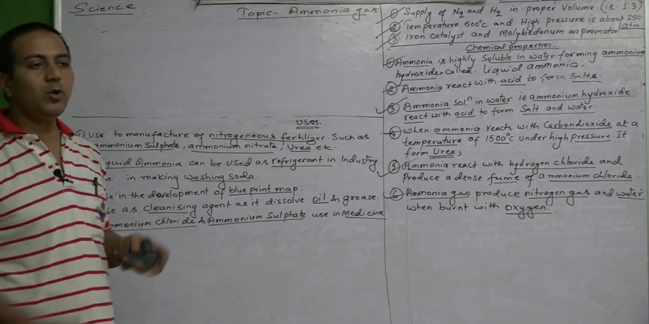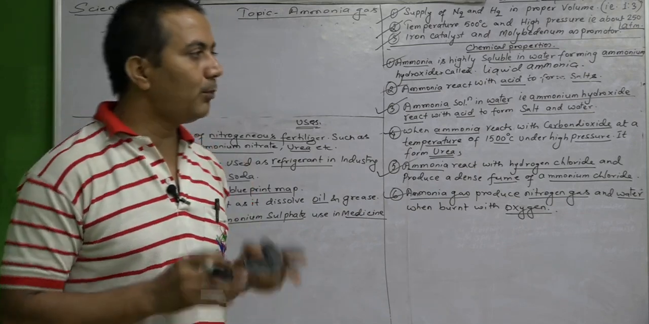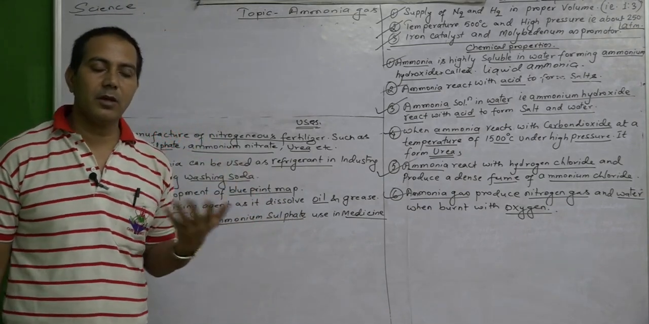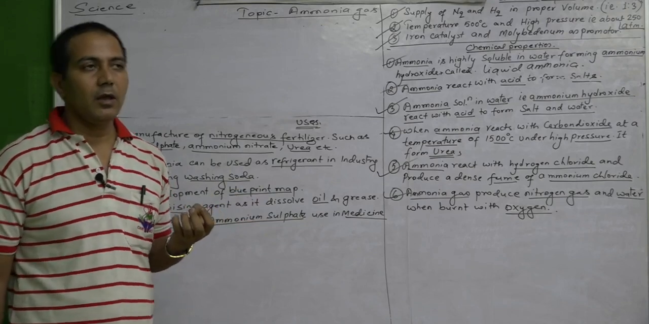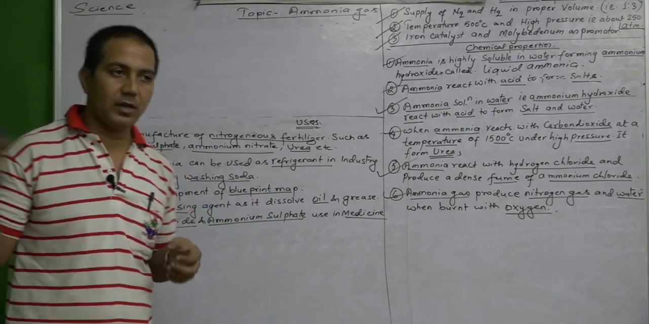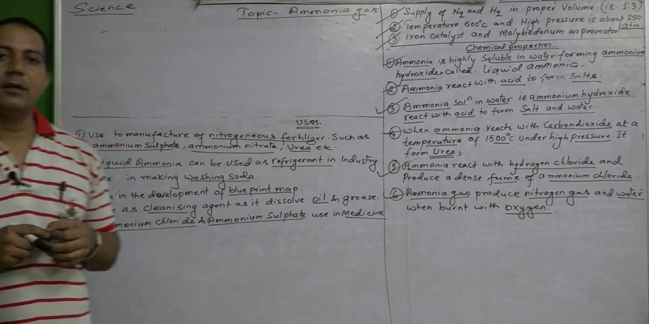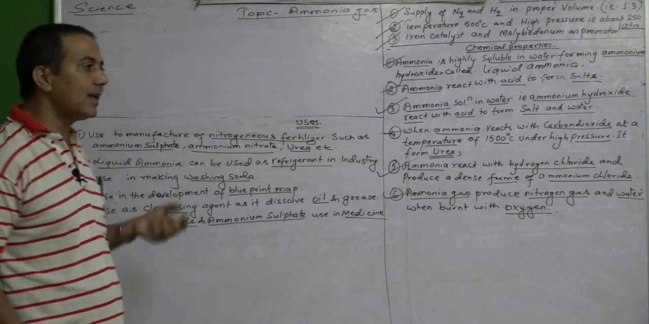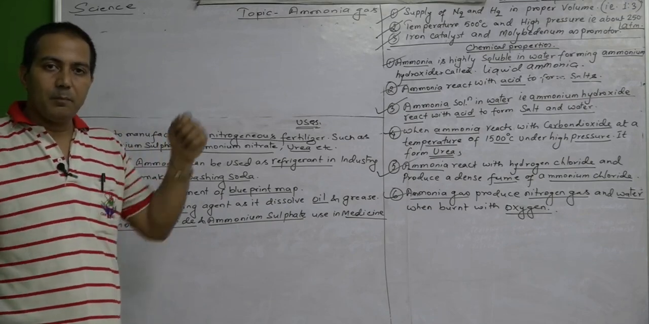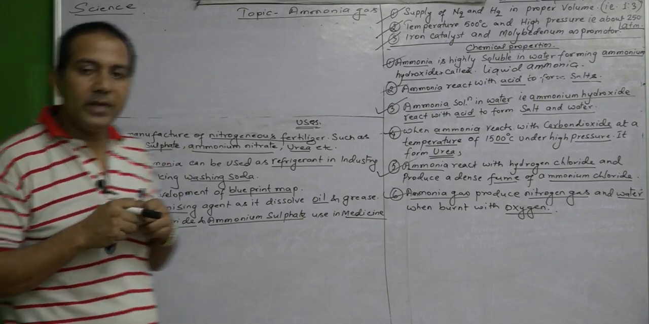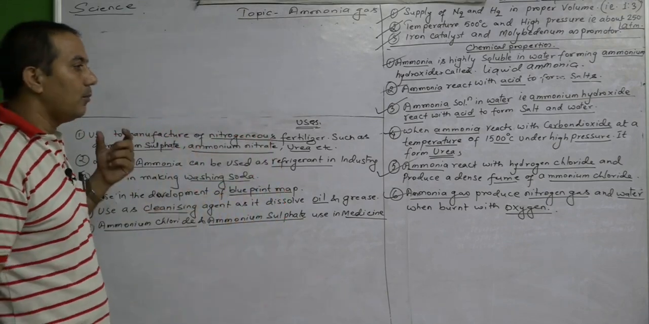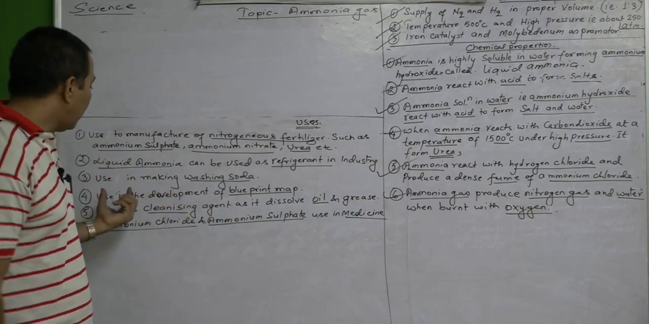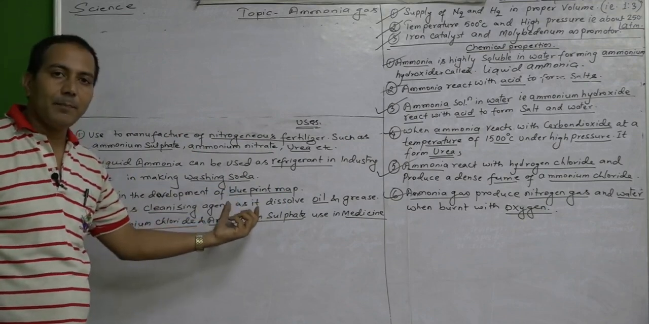Next one, the blueprint map, which you have seen in lots of government offices, especially what we call the Napi Karyalay, that is the land and reforms office and so on. That office has a white map, just like a blueprint map, and that is produced by using ammonia. Ammonia is used to produce blueprint maps.